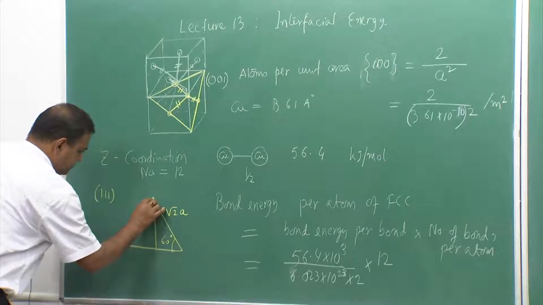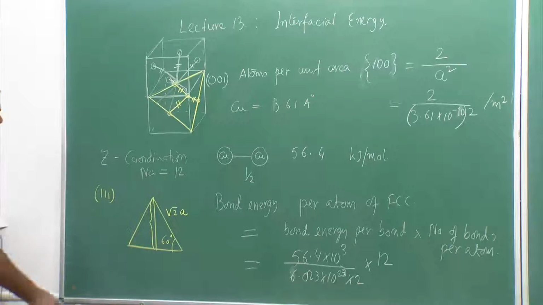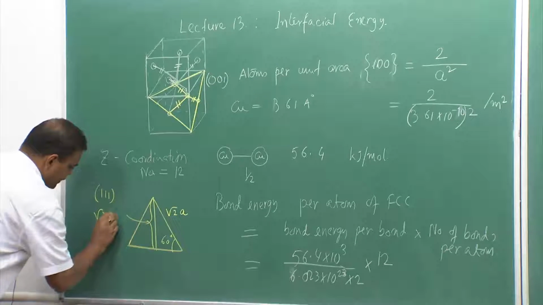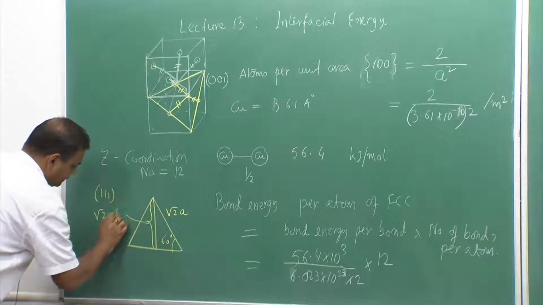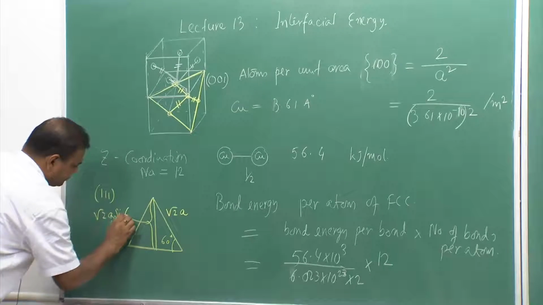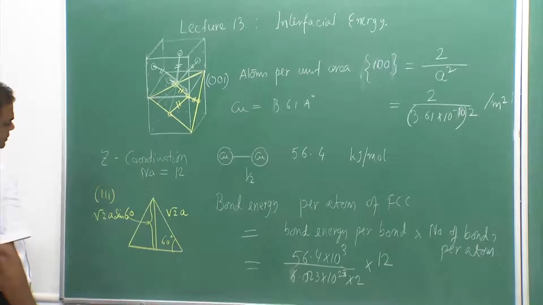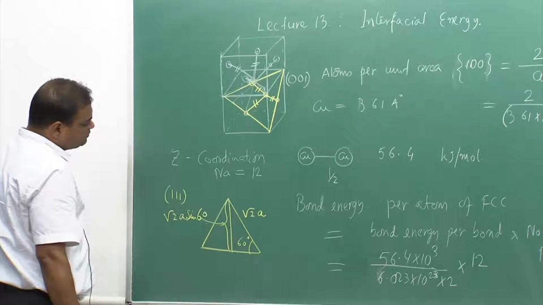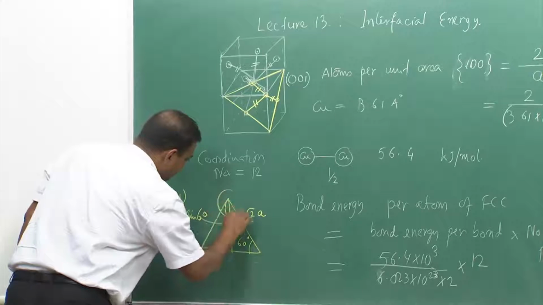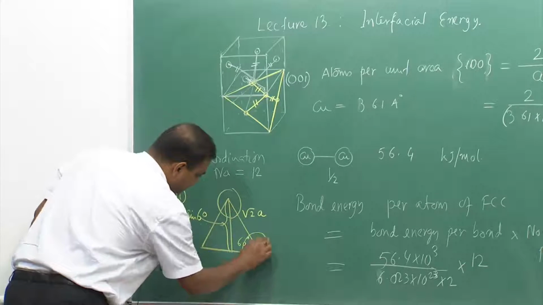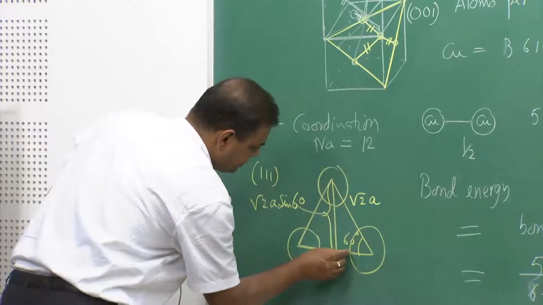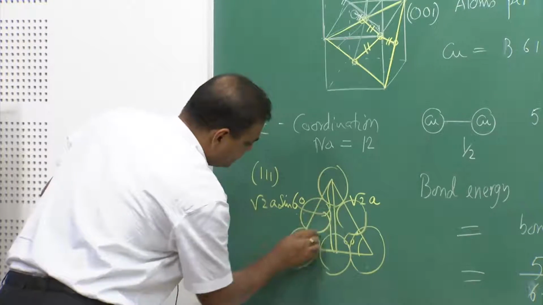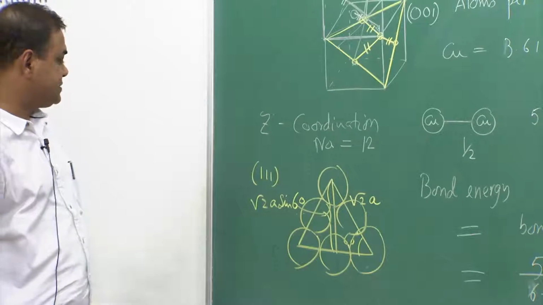and then this length would become root 2a sine 60. So, once you know the sine 60, and also if you see the number of atoms per plane, there will be an atom here, there will be an atom here, here, and then on the surface. So, this would be the position of the atoms.